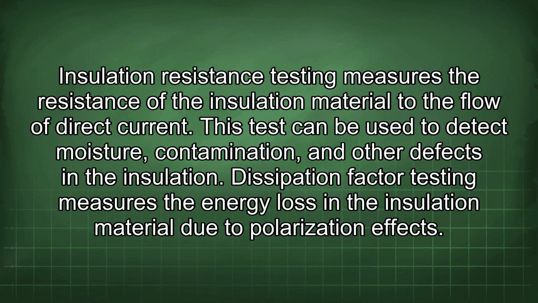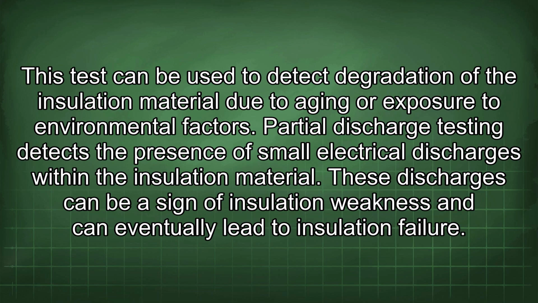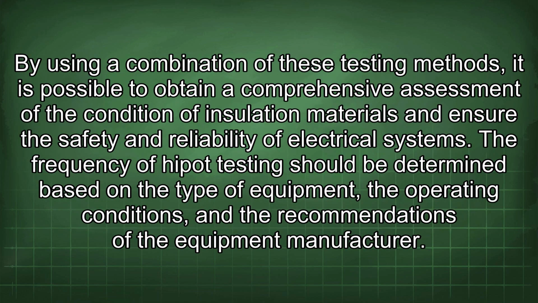Dissipation factor testing measures the energy loss in the insulation material due to polarization effects. This test can be used to detect degradation of the insulation material due to aging or exposure to environmental factors. Partial discharge testing detects the presence of small electrical discharges within the insulation material. These discharges can be a sign of insulation weakness and can eventually lead to insulation failure. By using a combination of these testing methods, it is possible to obtain a comprehensive assessment of the condition of insulation materials and ensure the safety and reliability of electrical systems.